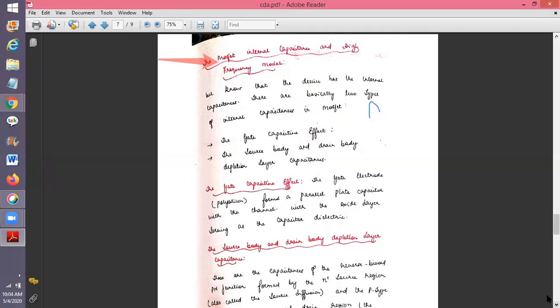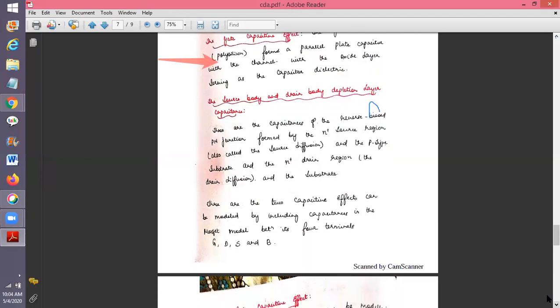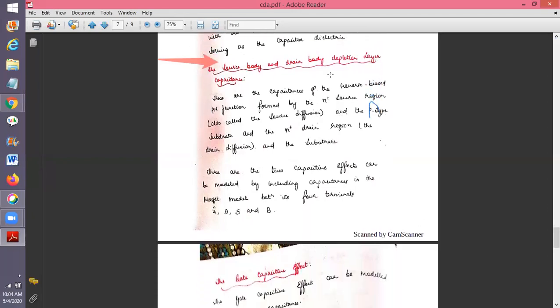Okay. Next one, the source body and drain body depletion layer capacitance. Means what? These are the capacitance of the reverse biased PN junction formed between N plus source, also called source diffusion, and P type substrate. Okay. So source to body means what? I will show you one more example.